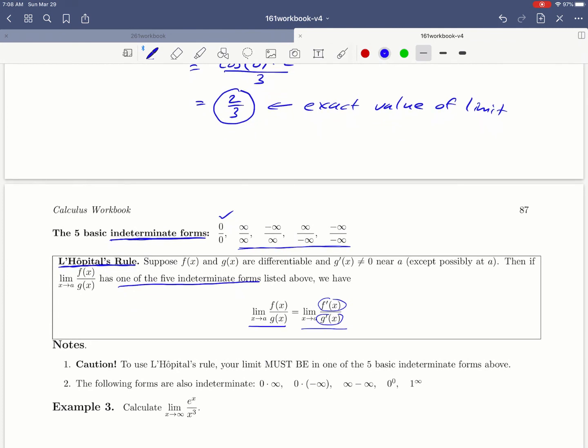I do want to make a couple of comments first, and we'll see this in the examples that we do. First of all, it's very important to realize that if you want to use L'Hopital's rule, then you have to be in one of these indeterminate forms. Our limit has to look like one of these 5 forms up here in order for this rule to work for us. The second one is a comment about some other types of indeterminate forms. 0 times infinity, 0 times negative infinity, those are situations where we can also use L'Hopital's rule. Those types of problems are a little bit different. So depending on how much time we have, we may actually look at a couple of those.